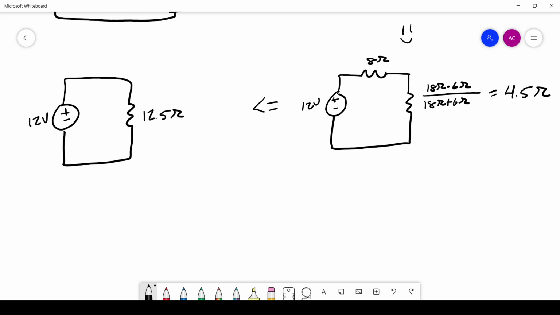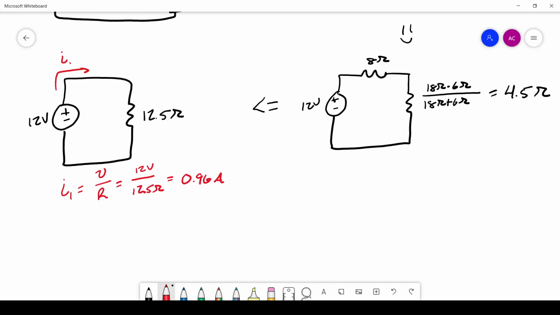Okay, so first thing is, let's figure out what this current is here. We'll call it I1. So I1, Ohm's law is just V divided by R, so that's going to be 12 volts divided by 12.5 ohms. And if we plug that in, that gives us 0.96 amps. All right? So 0.96 amps coming out of that source.